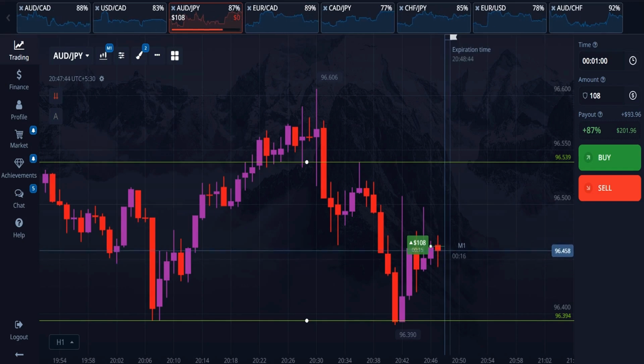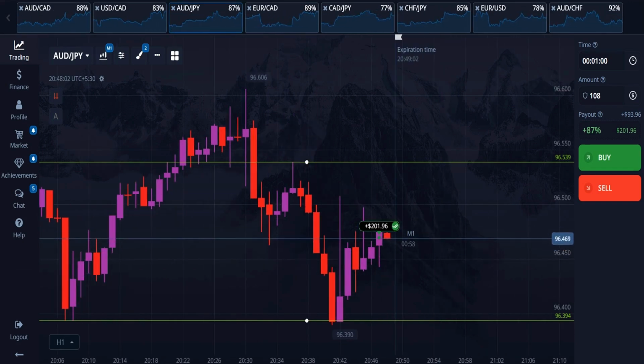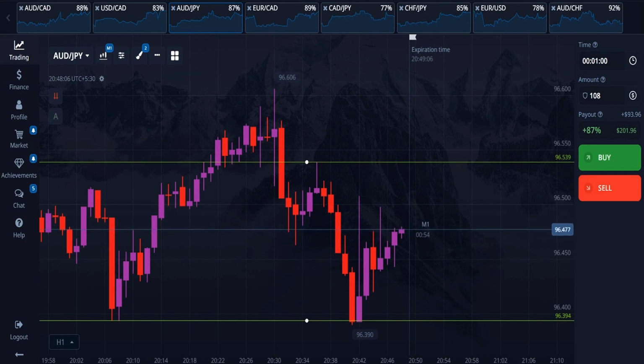Now, let's check the results. As you can see, after the price reversed from the support level, I placed 5 consecutive buy trades. Out of 5 trades, we won 4 and lost only 1. This shows how powerful this strategy is.